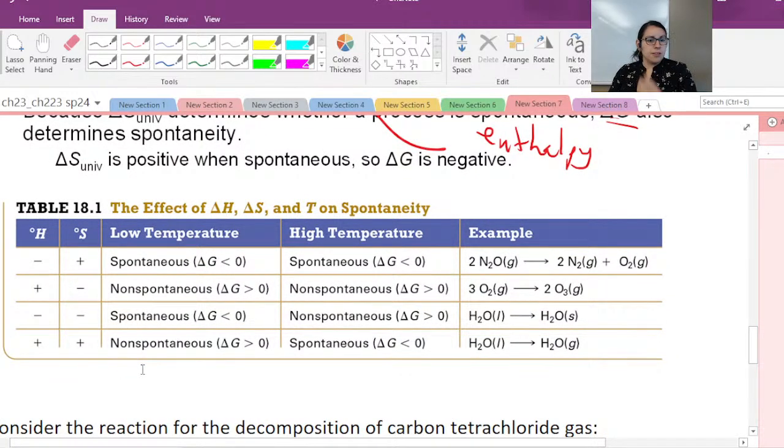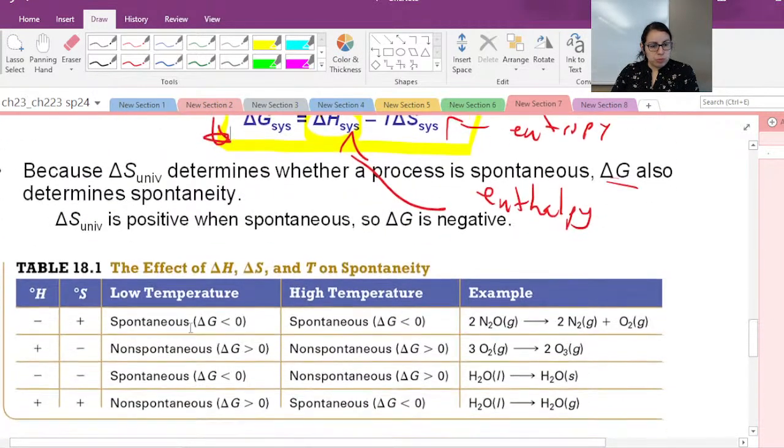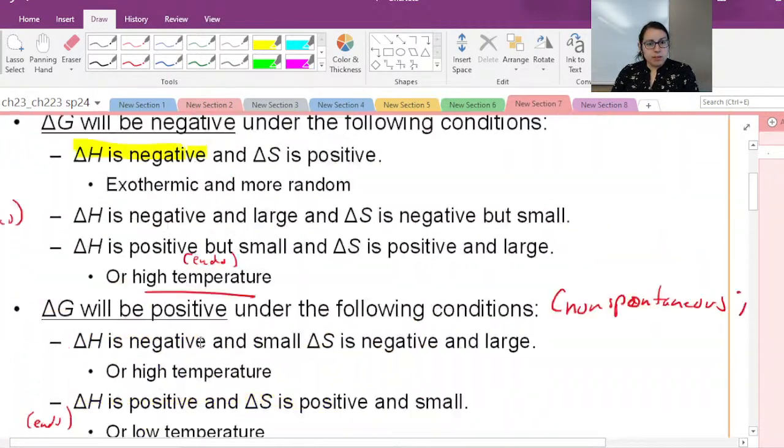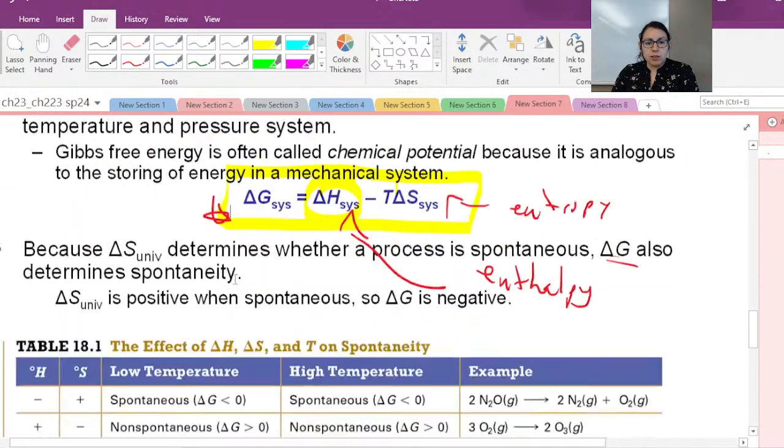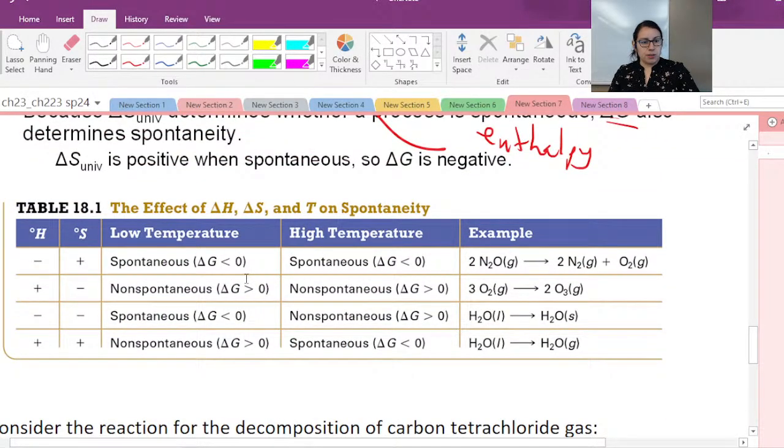And so this is another kind of cheat sheet summary of our different conditions and what we can expect. So it's a summary of these words here. So let's go through it again, just so we feel good about this.